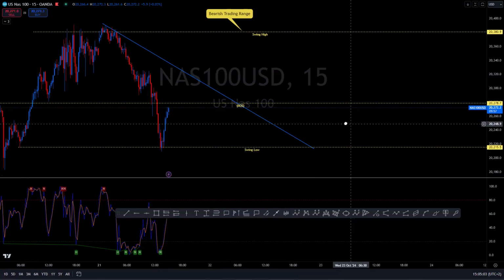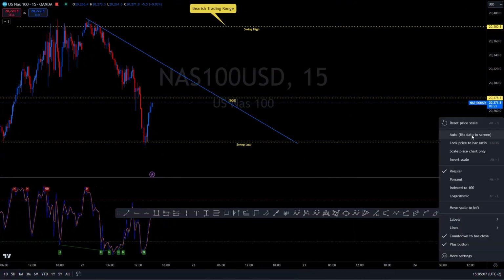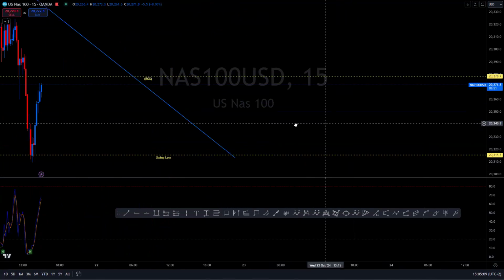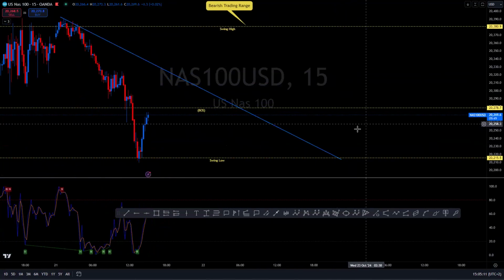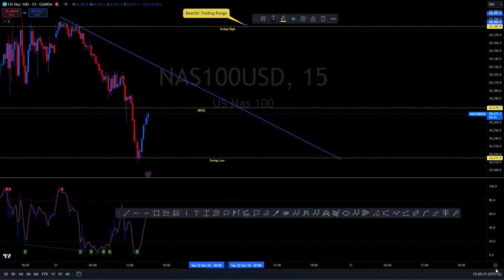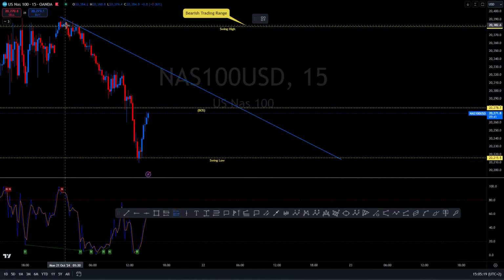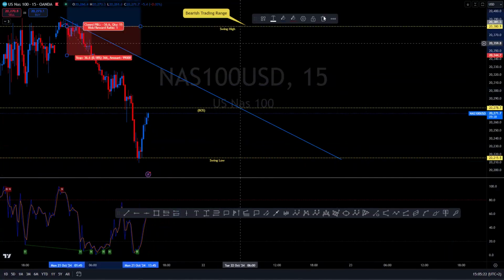Okay. Now, since we're in the bearish trading range, and actually, let me zoom in on price a little bit more like this. So now that we're in the bearish trading range, we're going to swing our Fibonacci from the most recent high to the most recent low so we can figure out our pullback point.